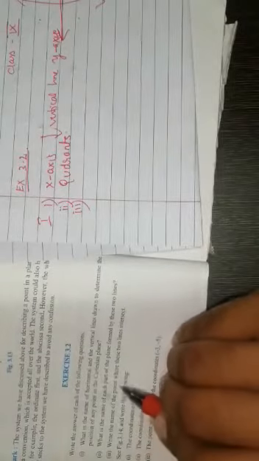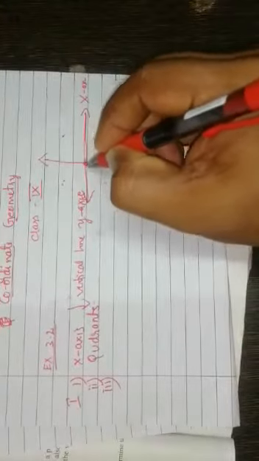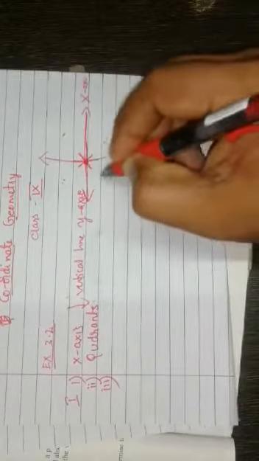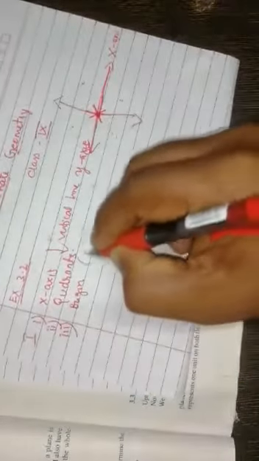Third question, write the name of the point where these two lines intersect. Where do these two lines meet? This point of intersection is called the origin. The coordinates of the origin are 0, 0. Okay, now see the second question.